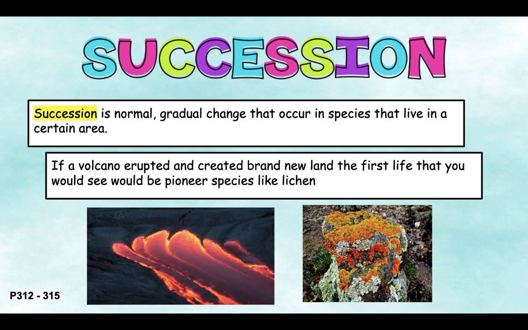So nothing has ever grown on this hardened lava before. This brand new igneous rock. So the first things that grow will be a pioneer species. And you're going to start with something simple like this lichen that's growing on rocks. But what's another name for first?